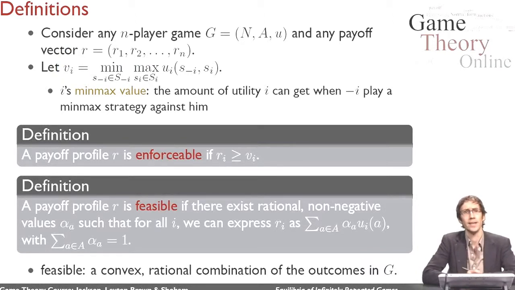Intuitively, if I want to punish you as much as possible in a game, and you know that I'm trying to punish you, the amount of utility that you get is your min-max value.